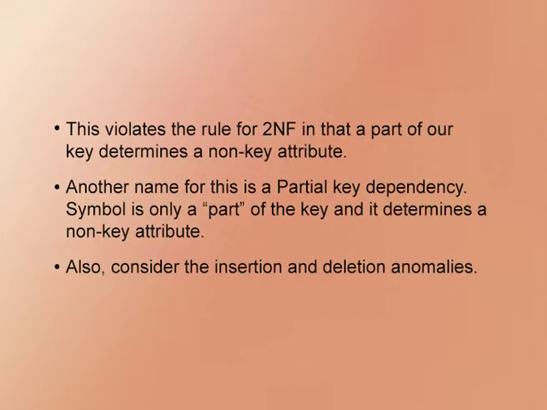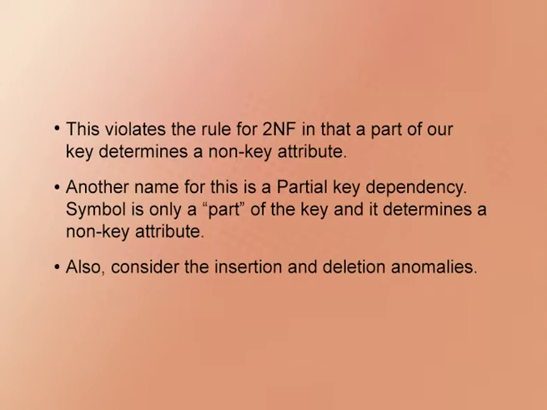So, here this violates the rule of the second normal form, in that a part of our key determines a non-key attribute. Another name for this is a partial key dependency. Symbol is a part of the key and it is determining a non-key attribute.